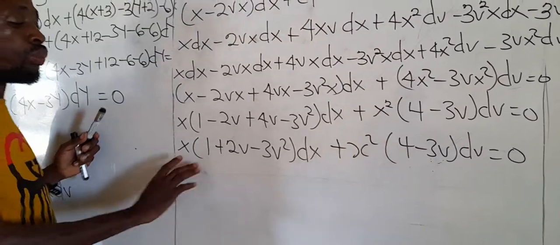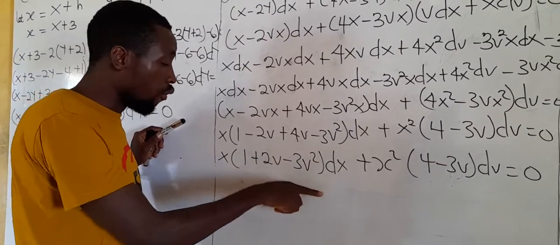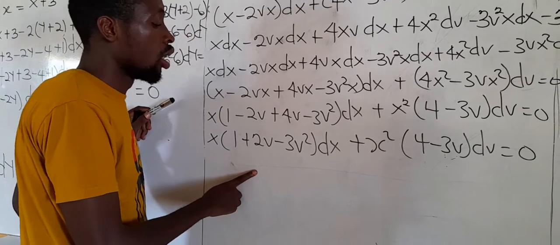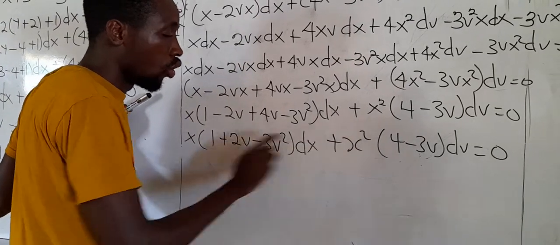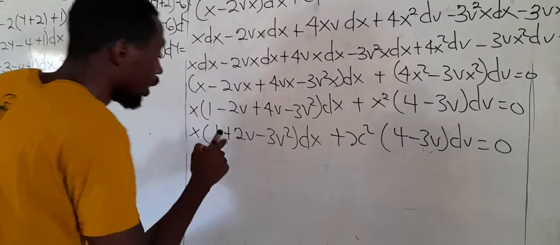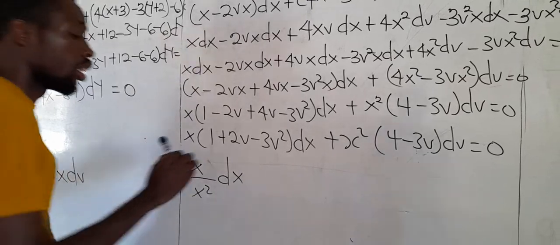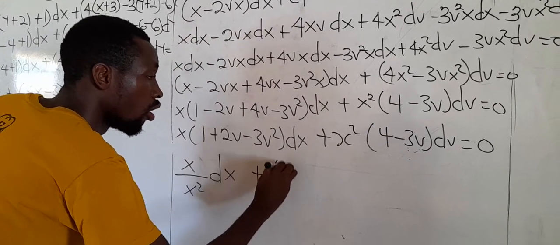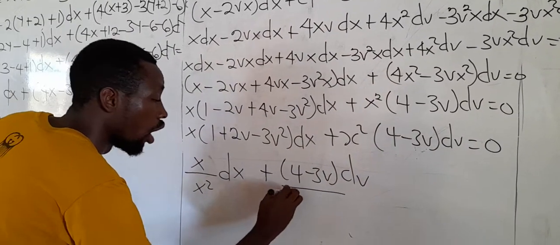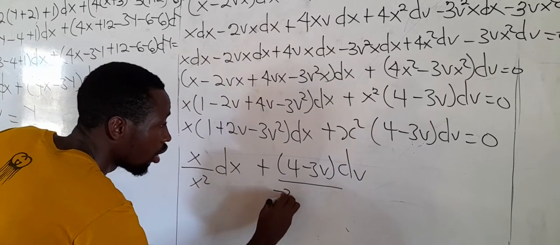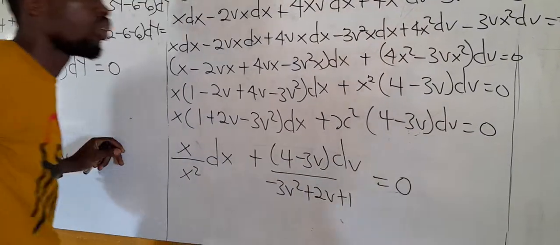Now we want to bring everything concerning v to dv and everything concerning x to dx. So we divide both sides by 1 plus 2v minus 3v squared and x squared. On dividing both sides, these terms will go. So we have x over x squared dx plus (4 minus 3v) dv over this, which I can arrange in order of magnitude, so minus 3v squared plus 2v plus 1, equal to 0.